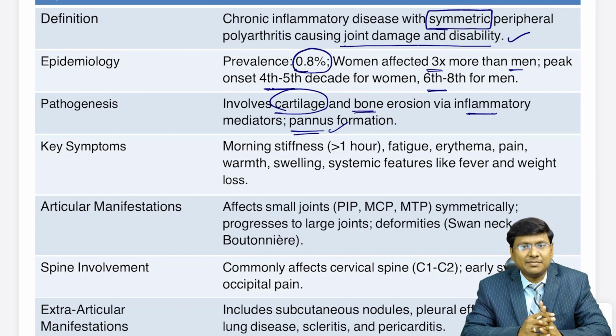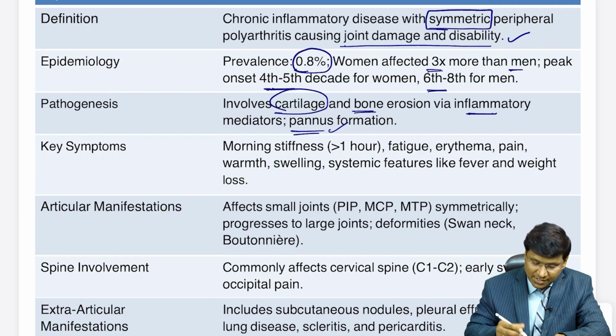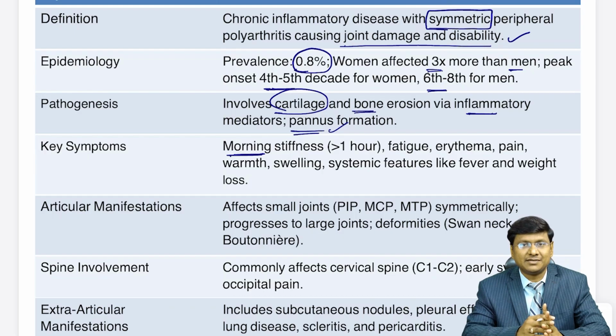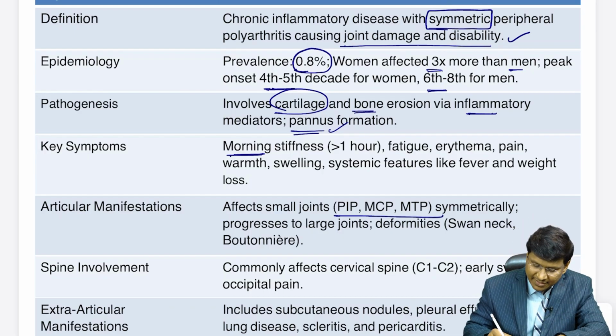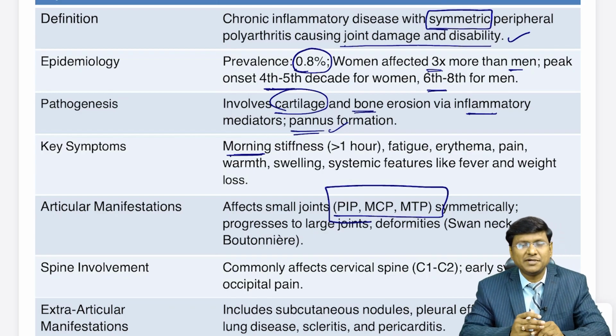Now what will be the clinical manifestations in these individuals? The very important one is early morning stiffness. This early morning stiffness will be there within the small joints, and that stiffness will last for more than 1 hour. That is a characteristic feature in patients with rheumatoid arthritis. And which joints are affected? Mainly the proximal interphalangeal joints, metacarpophalangeal joints, and metatarsophalangeal joints.